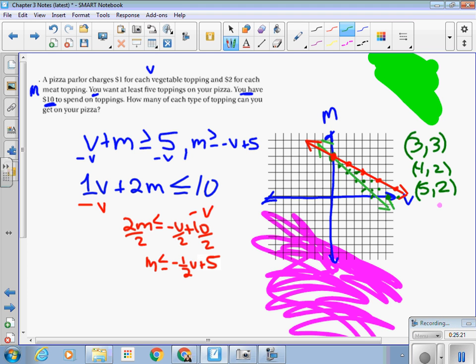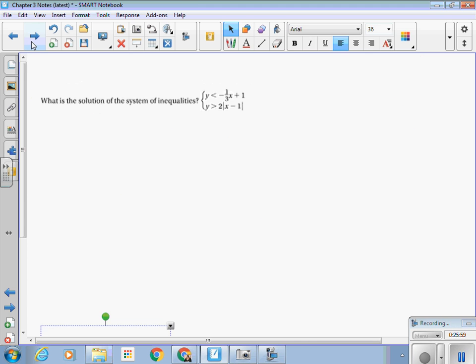I could have 6 veggie and no meat. I could have 6 veggie and 1 meat. So for each of these, you may have to list all of your possible solutions. Just be prepped in case it comes up. It's just all the corners of your boxes within your graph that you have to list them.